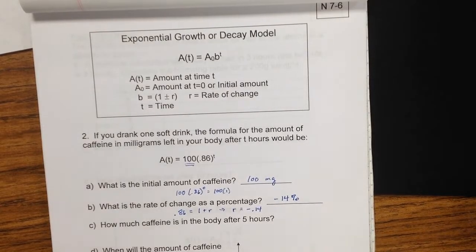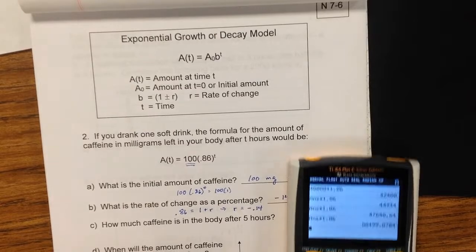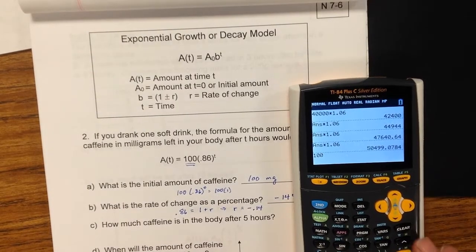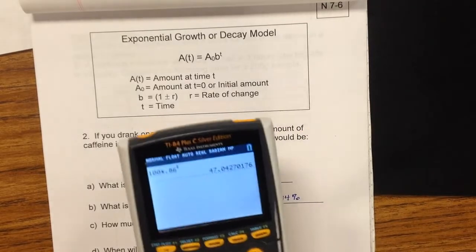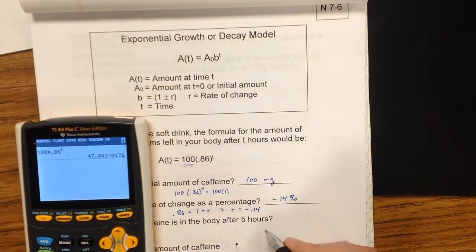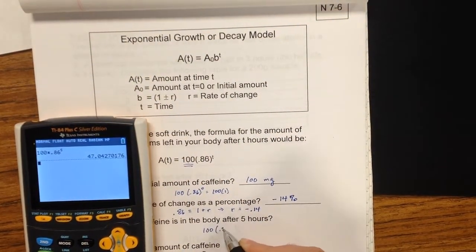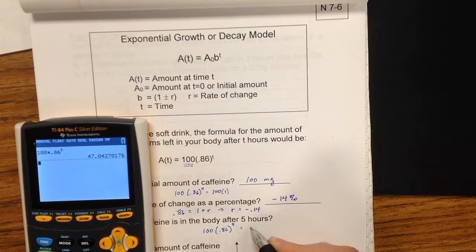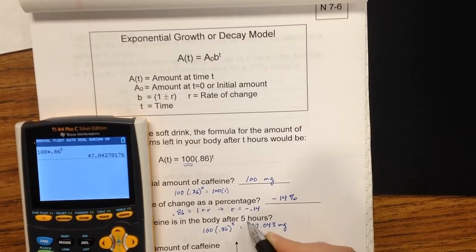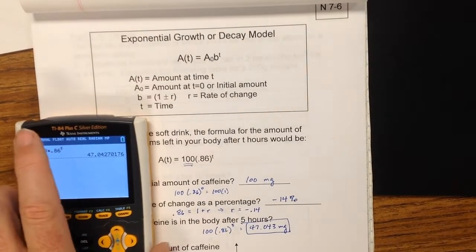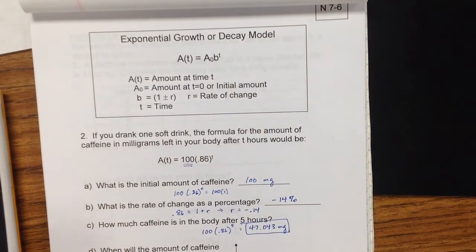How much caffeine is in the body after 5 hours? Well, go to my calculator here, and we're going to put in 100. Let me just clear all this stuff out. 100 times 0.86 to the 5th power. And when I do that, I get 47.043. 100 times 0.86 to the 5th power is 47.043 milligrams. After 5 hours, about a little over half of the caffeine has left the body.